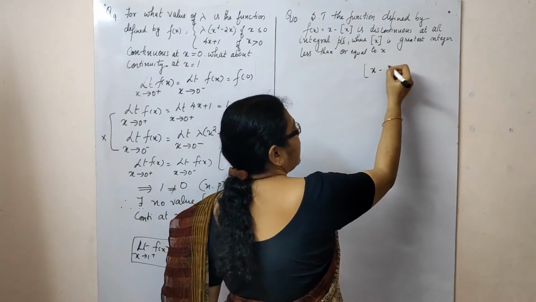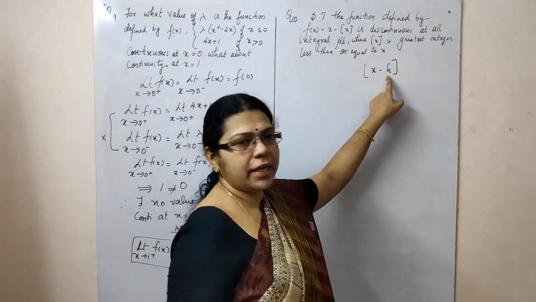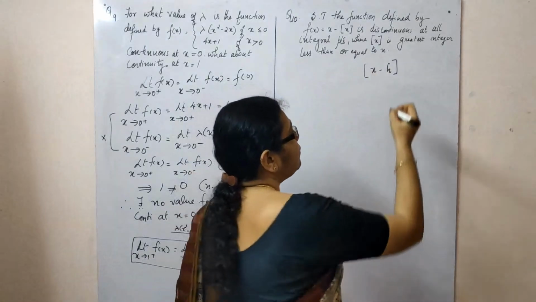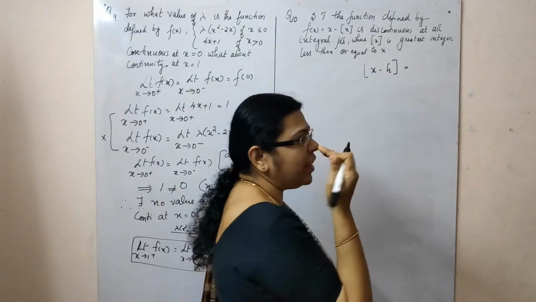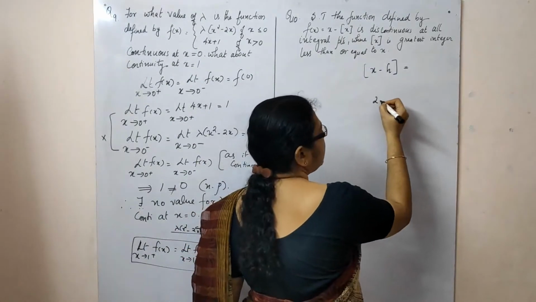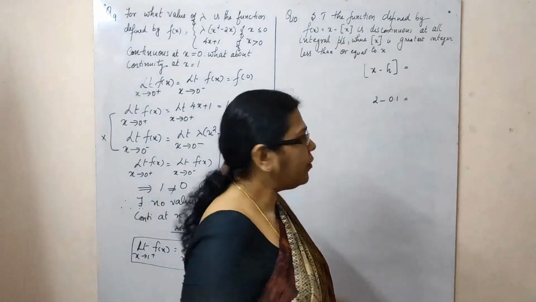So, now let's see what is the greater integer value that I am going to get. Suppose, what is x minus h? From the greater integer, I am subtracting a value h. So, if I am subtracting a smaller value, the lesser integer, suppose from 2, I am subtracting 0.1. What will I get?